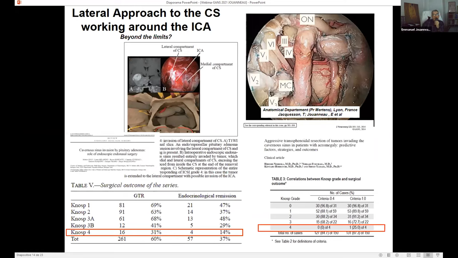So it's not the same surgery when you start and you want to walk lateral to the ICA. It's the approach you have to use for grade 4 pituitary adenoma. For grade 4, there is a tumor all around the carotid, and you need to use the medial approach, the pituitary windows, but you also have to walk laterally to the ICA. And when you look at the results, even in the most expert hands, it's very disappointing. In most of the series, you will not cure the patients.